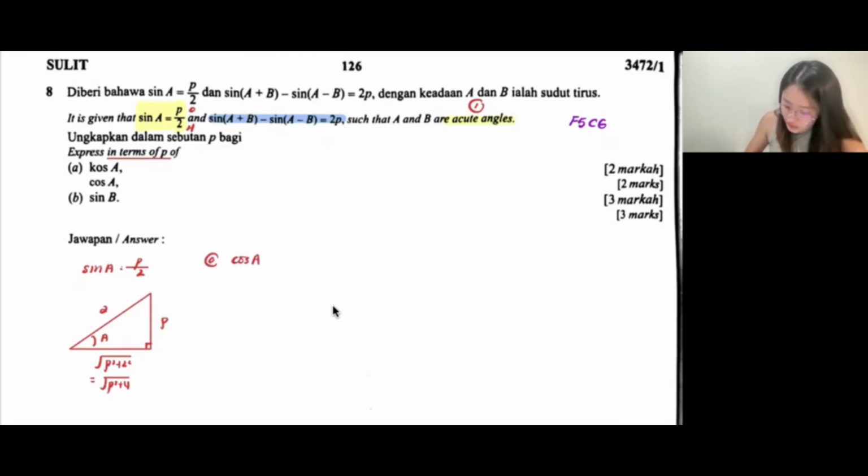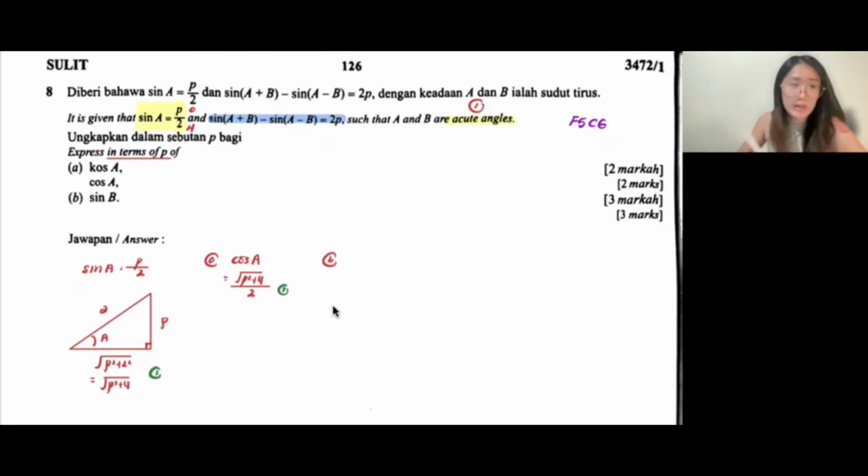For cos A, we need adjacent over hypotenuse. And cos in the first quadrant is positive. So the adjacent is the square root of p squared plus 4, divided by 2. That's your answer. Done. 2 marks over here, 1 here, 1 here. All right, then part B.